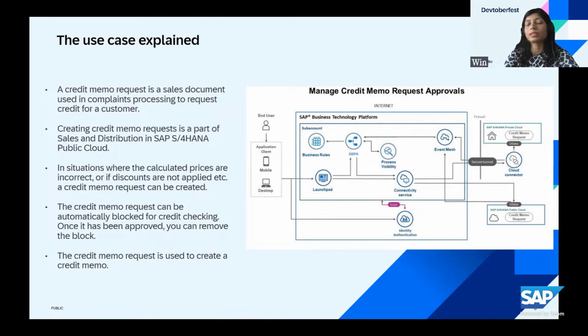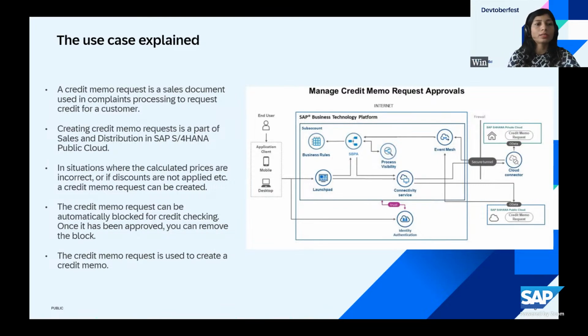You can see in the diagram, the event comes to the event mesh, and from the event mesh it comes to the SBPA, where we can have integration with business rules, launchpad or the work zone, and process visibility. We also have the connectivity service, and we also have identity authentication here.